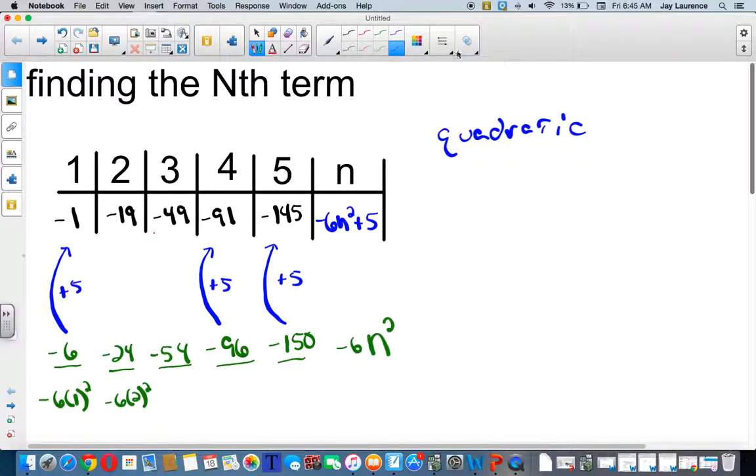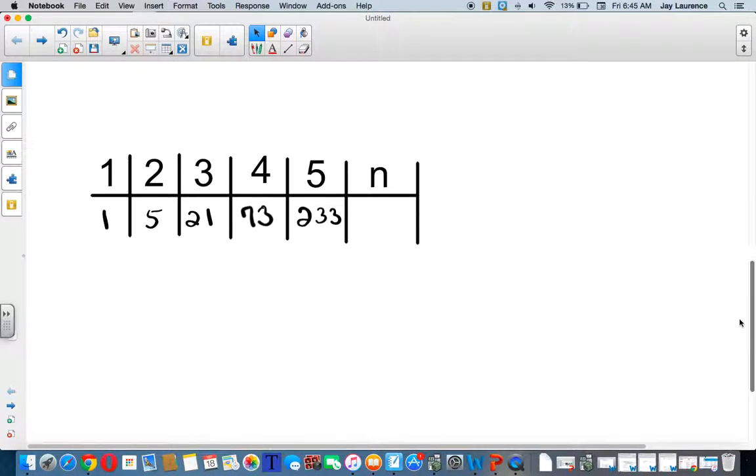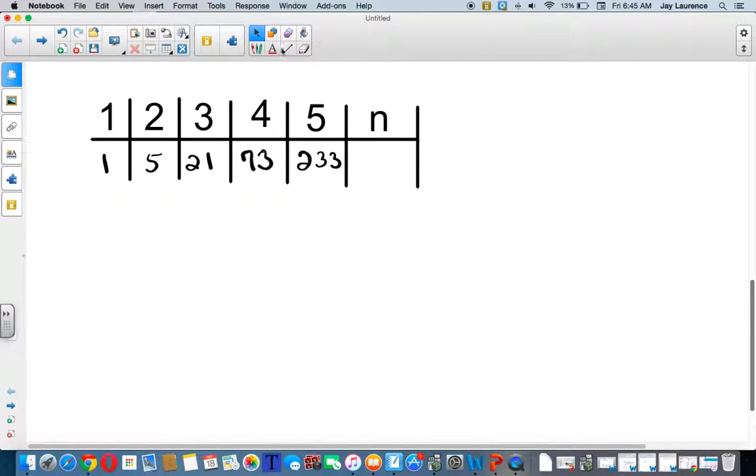Okay, one more for you. And let me scroll on down to it. There it is. Again, I've already made my table just in the interest of time. And so now I'm going to go find my first differences. So it looks like I've got plus 4. And here I have plus 16.